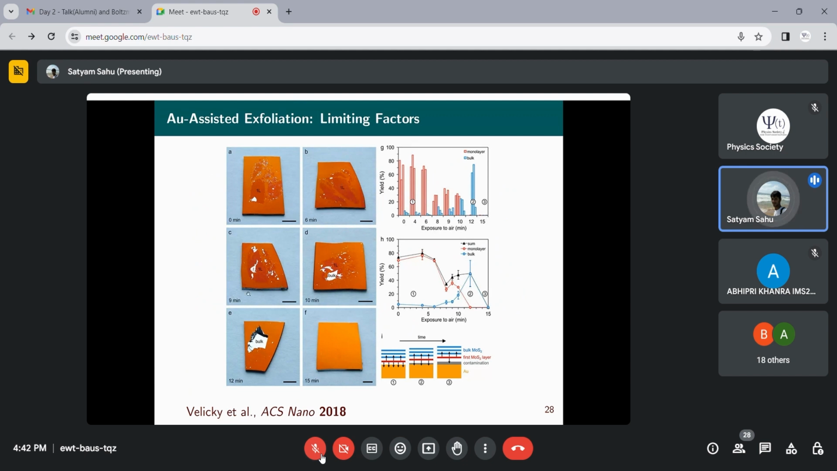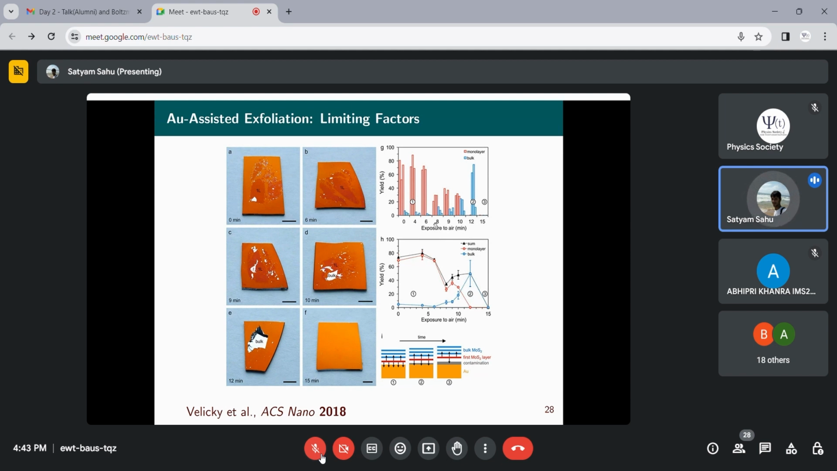After 9 minutes, you see the bulk has already started to come, and the yield of monolayer has also started to go down. Similarly, for like 10 minutes, most of the bulk is there. 12 minutes, almost bulk is there, and like 15 minutes, there is nothing. So this can also be seen here in panel G.